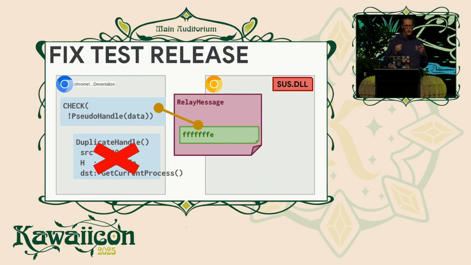All the checks we had on deserialization, we turn them into: is this a pseudo handle? And that's basically -1 to -16. Reject them. We never get to this duplicate handle call. We never get to the thing that sends it back. Only valid handles could be sent back.